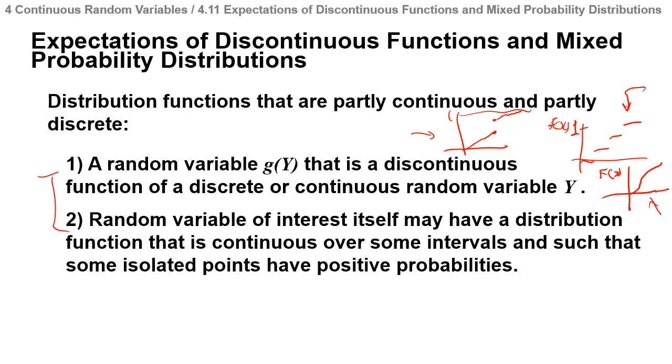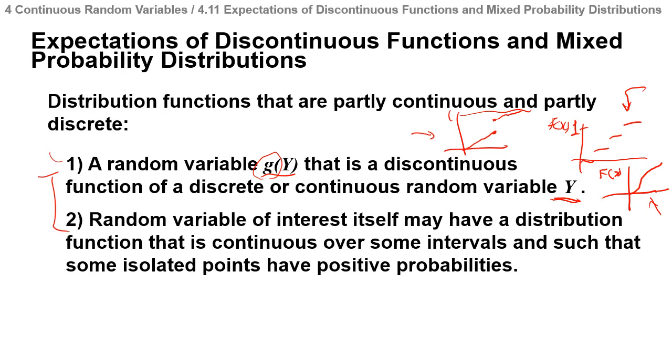For a discrete or continuous random variable y, g(y), a new random variable g(y), is again a random variable. However, if the function g is a discontinuous function, then it could generate a mixed probability distribution. Okay, this is the first case.